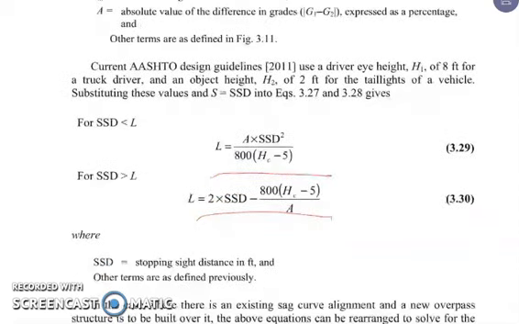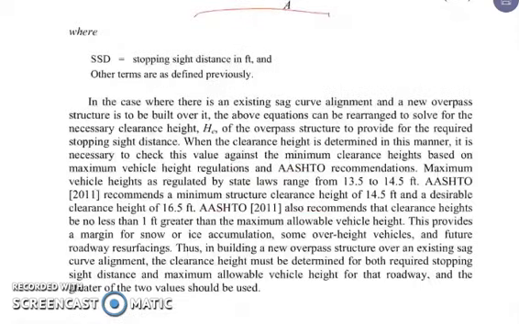We have to take note that these equations are used in the case where there is an existing sag curve alignment and a new overpass structure is to be built over it, so they are used for construction of an overpass structure.